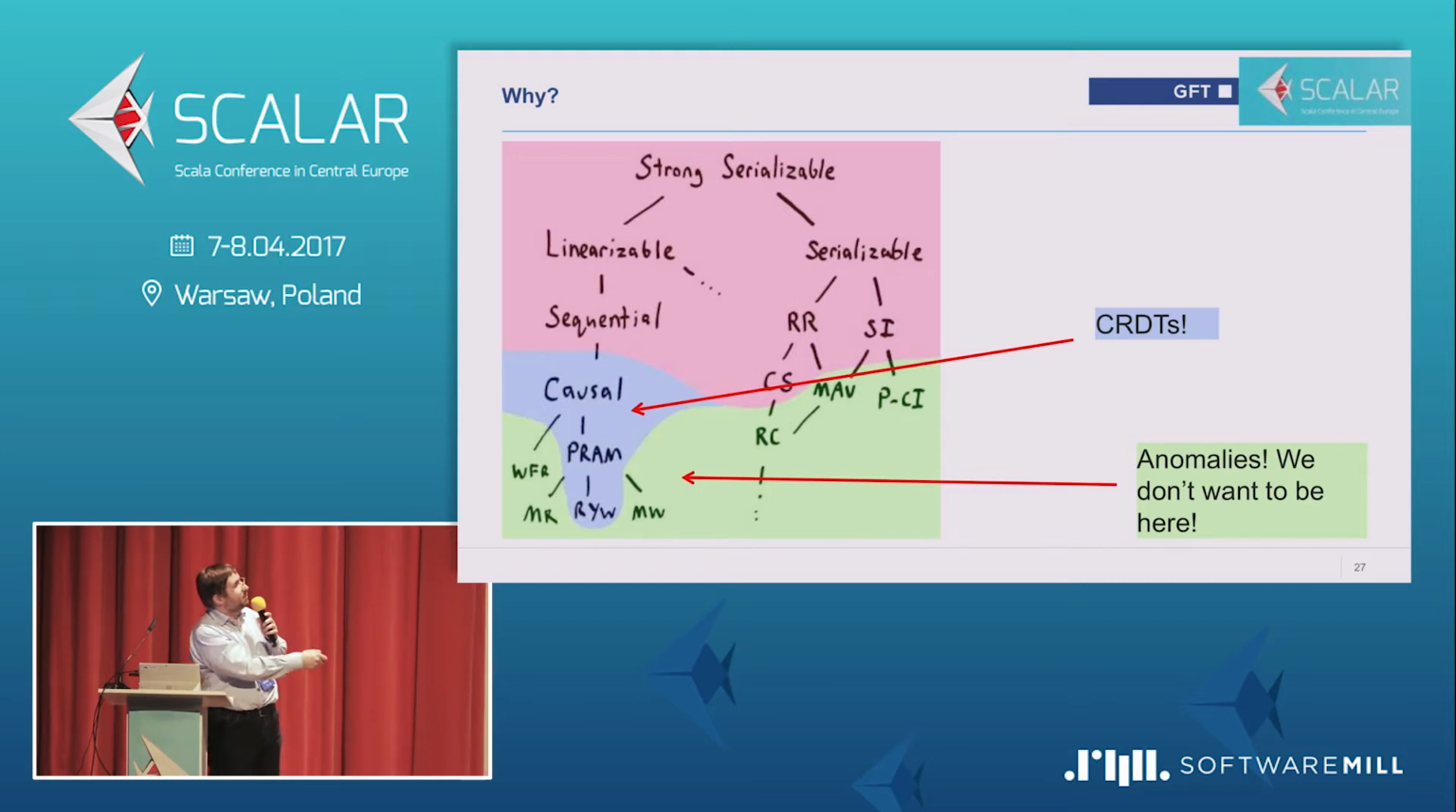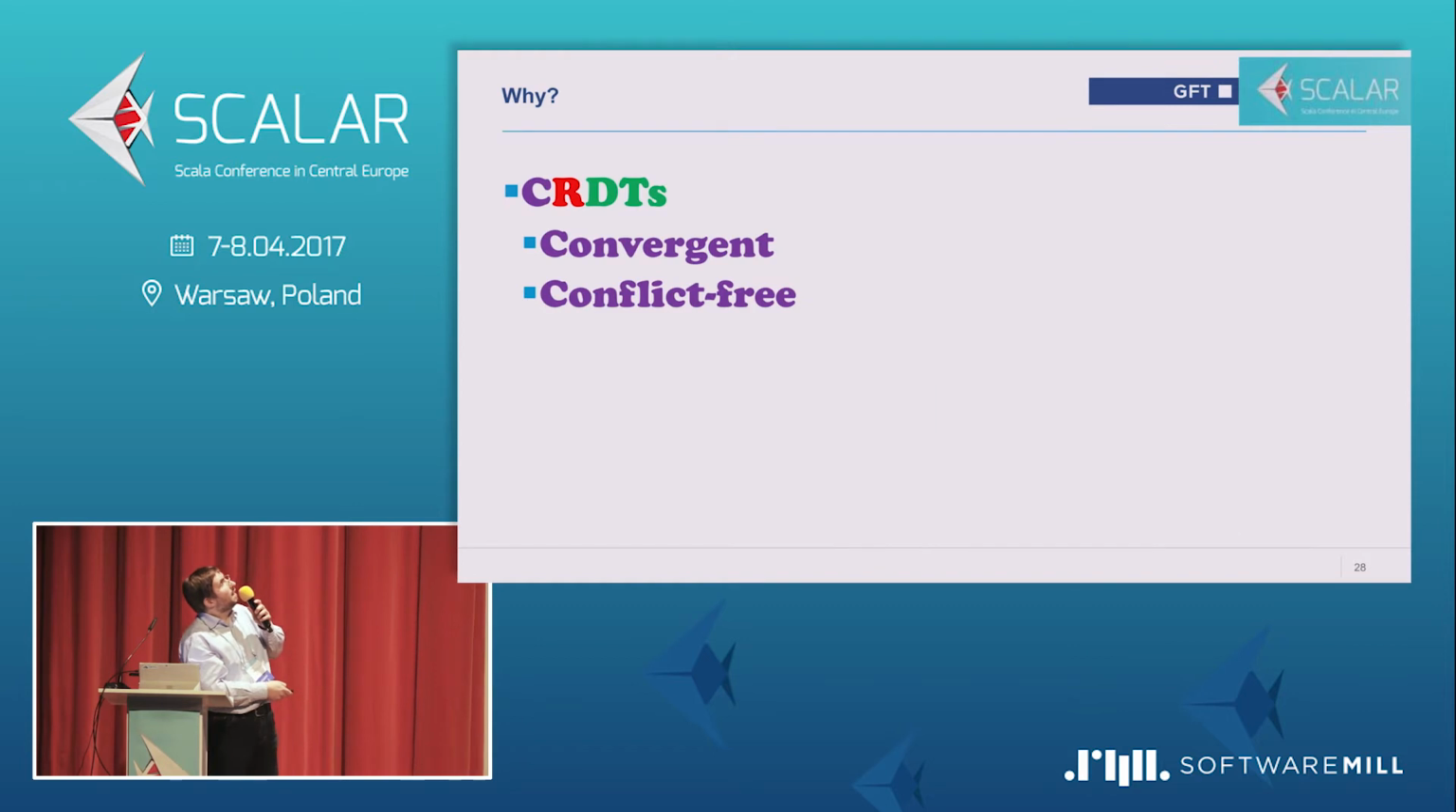Why is this blue? Because there is a price to be paid to be there. It's not as costly as here. You don't need to synchronize, but there is some price to be paid. Okay, so the price to be paid is you need to be convergent and conflict-free.